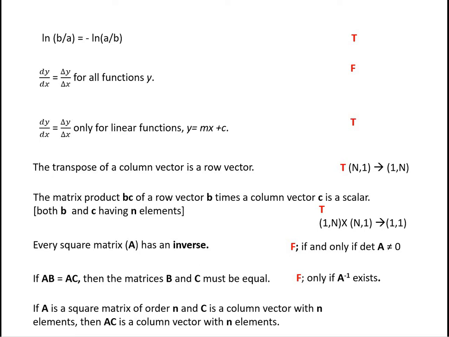A is a square matrix of order n and C is a column vector. So again you see square matrix, so n by n, and column vector n by 1. So the final dimension of the product matrix is n by 1, and which is a column vector, of course. So that statement is true.